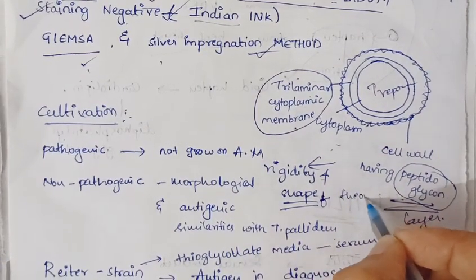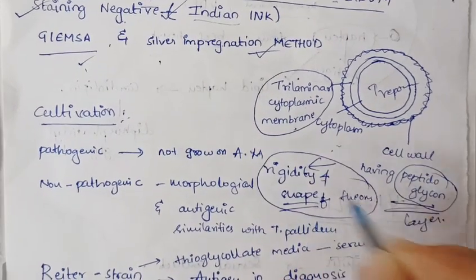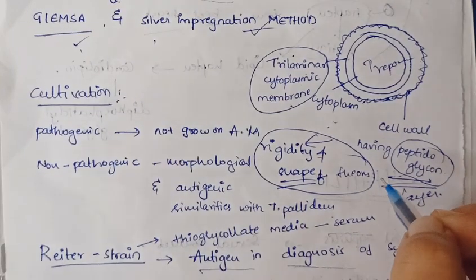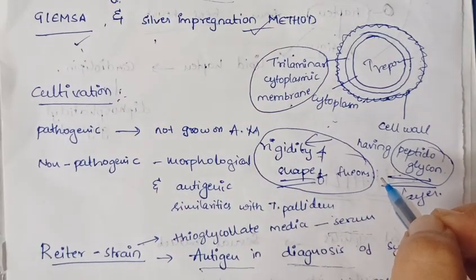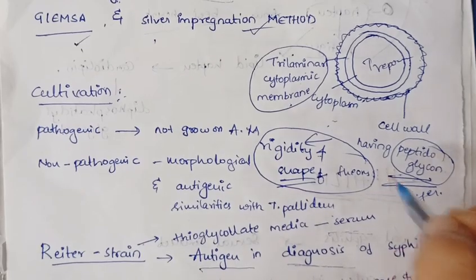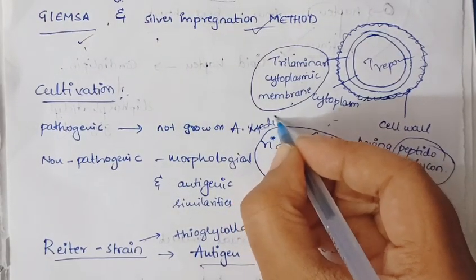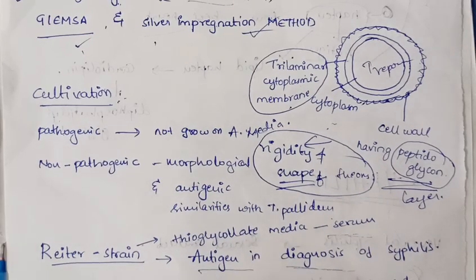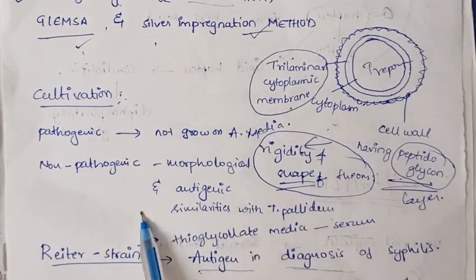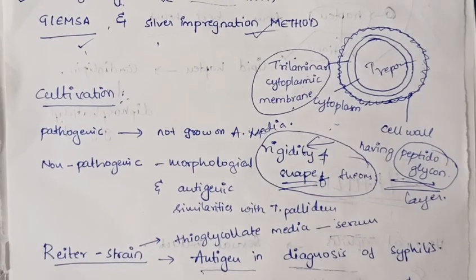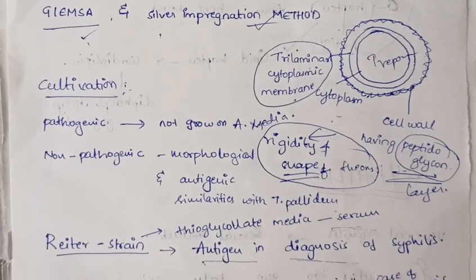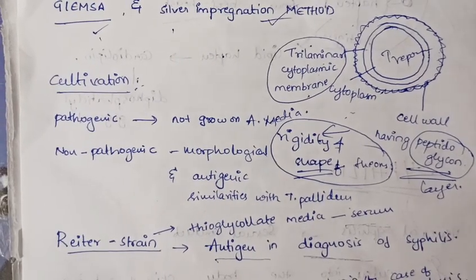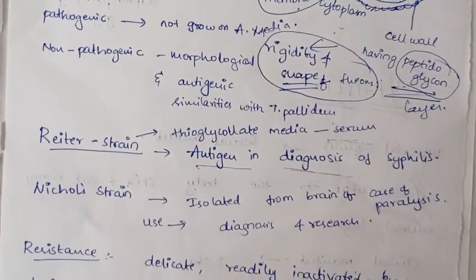Next, coming to its cultivation, the pathogenic forms of this spirochete are not grown on artificial media, whereas non-pathogenic strains show morphological and antigenic similarities with Treponema pallidum. And the most commonly known strains are the Reiter strain and the Nichols strain.